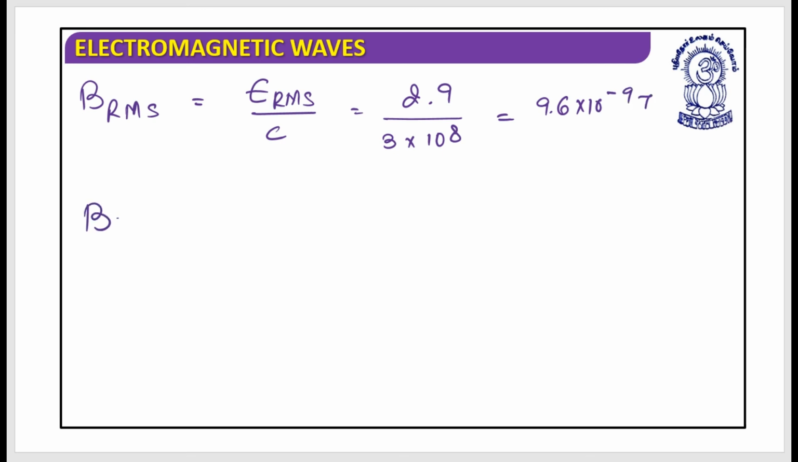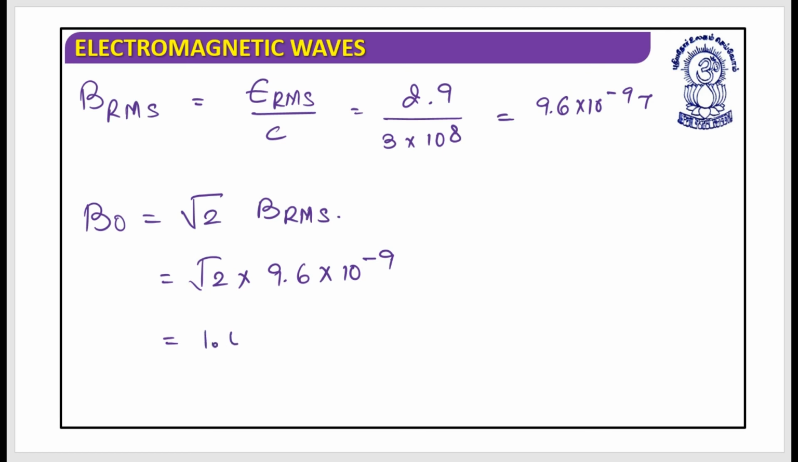Or if I want the amplitude of the magnetic field, this B naught could be given as root 2 times BRMS. So this is equal to root 2 multiplied by 9.6 into 10 to the power minus 9, and this is equal to 1.4 into 10 to the power minus 8 Tesla.